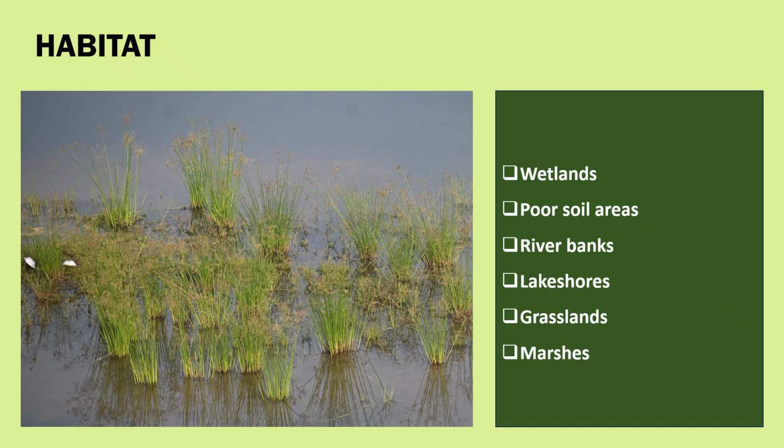Talking about the habitat, you will find the Cyperaceae family, or sedges, in short, commonly in wetlands, poor soil areas, riverbanks, lake shores, grasslands, marshes, and very poorly drained areas. You will find many of the sedges there.